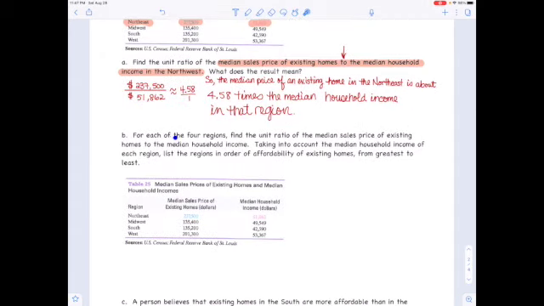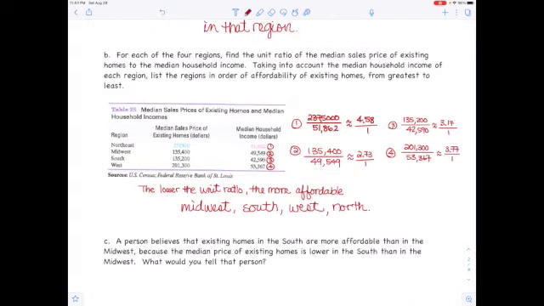Letter B. For each of the 4 regions, find the unit ratio of the median sales price of existing homes to the median household income. Take into account the median household income of each region. List the regions in order of affordability of existing homes, from the greatest to the least. Please pause the video, do your calculation, and list them, and let's check your answer.